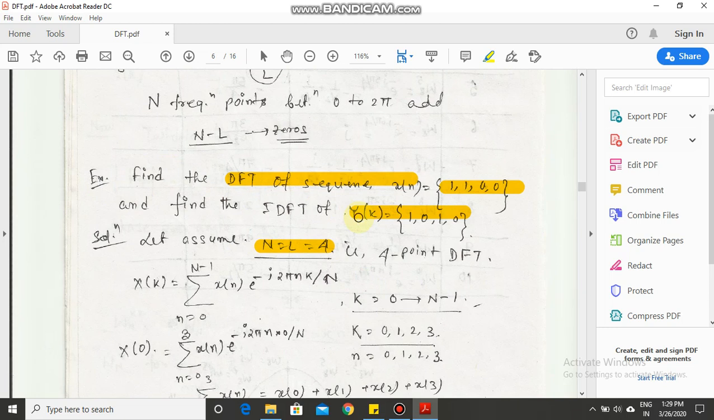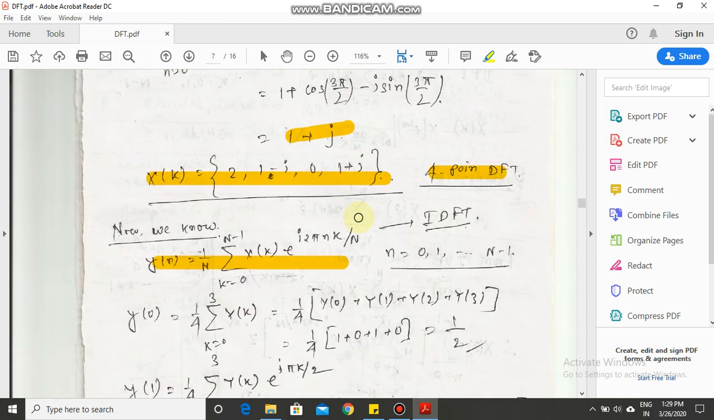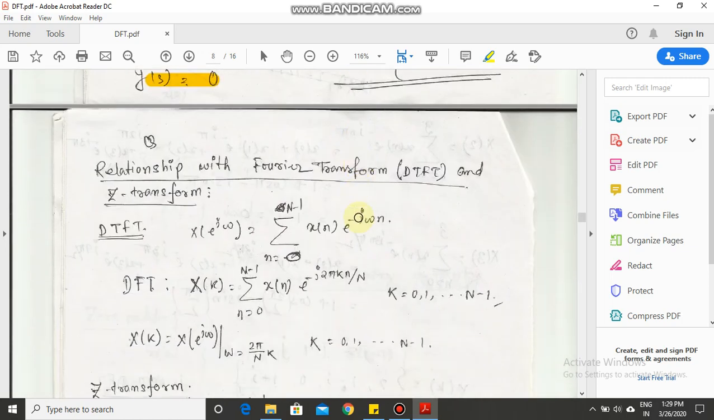In the final examination, you can get this kind of problem. Now the next topic is the relation with the Fourier transform as well as the Z transform.